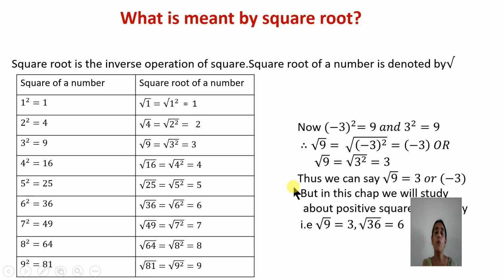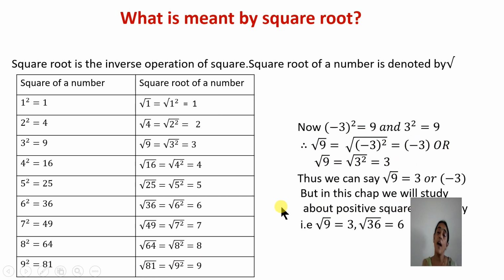Now, just one more thing which you have to understand. See, minus 3 the whole square is equal to 9. So, root of 9 will be equal to minus 3 too. But 3 square is also 9. So, root of 9 is equal to 3. So, root 9 may be equal to minus 3 or 3. But in this chapter, we are going to study only about positive square roots.